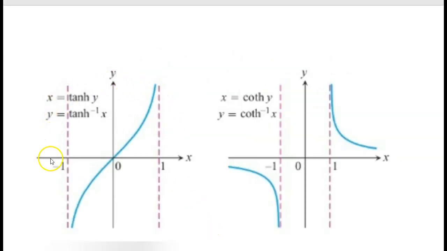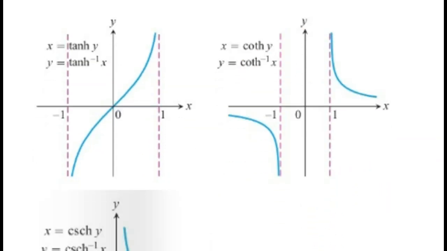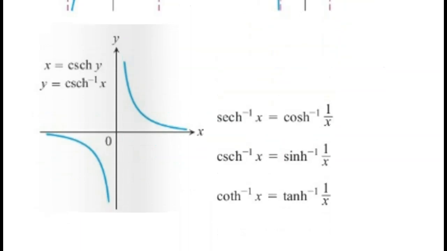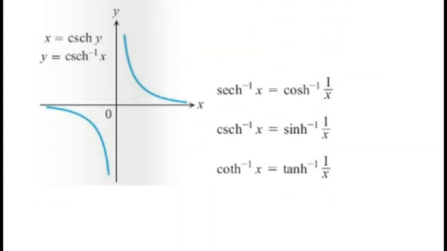Here on the left, we see the inverse hyperbolic tangent function, and on the right, the inverse hyperbolic cotangent function. On the next part, we can see the inverse hyperbolic cosecant function, and on the right, we have some of the relationships for these inverse functions. It is true that the inverse hyperbolic secant function is the inverse hyperbolic cosine of the reciprocal function 1 over x. Sometimes these are good to know. You may want to write these down somewhere as well.